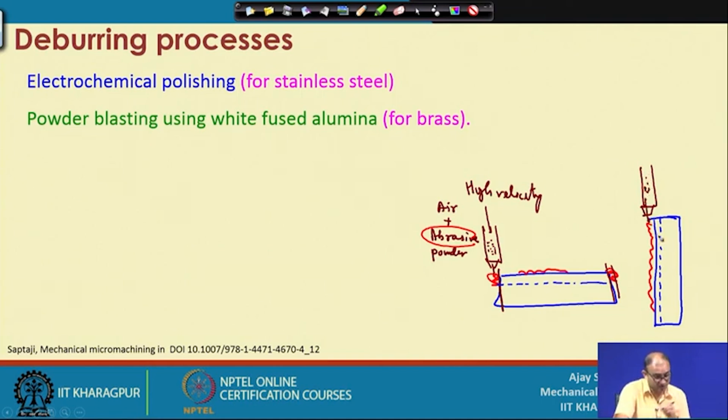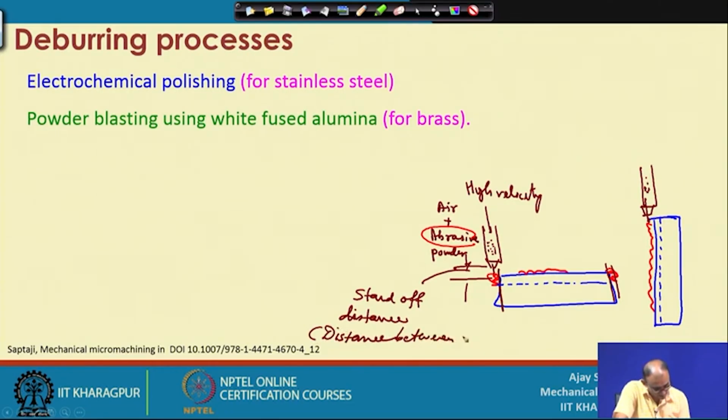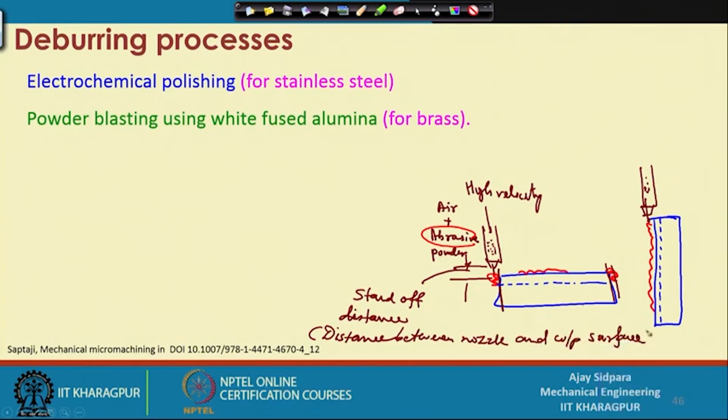Okay, it is moving in this, but what is the problem here again? This particular distance is creating a problem. This is called the standoff distance, that is, the distance between the nozzle and the workpiece surface. Because now, let us analyze this as abrasive flow machining. So, this is your nozzle jet and your workpiece is located here.